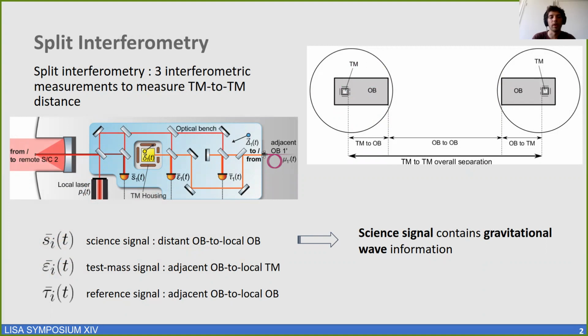So to perform measurements between free-falling test masses, we have what we call split interferometry. It consists of performing three kinds of measurements. The first one is the science signal, to measure the distance fluctuation between two distant optical benches. Then we have the test mass signal, to measure the fluctuation between one adjacent optical bench in the same spacecraft and one local test mass. And at the end, we have the reference signal, which measures the fluctuations between one adjacent optical bench and one local optical bench in the same spacecraft. With these three measurements, we can reconstruct the interferometric measurement to get a test mass to test mass fluctuation.